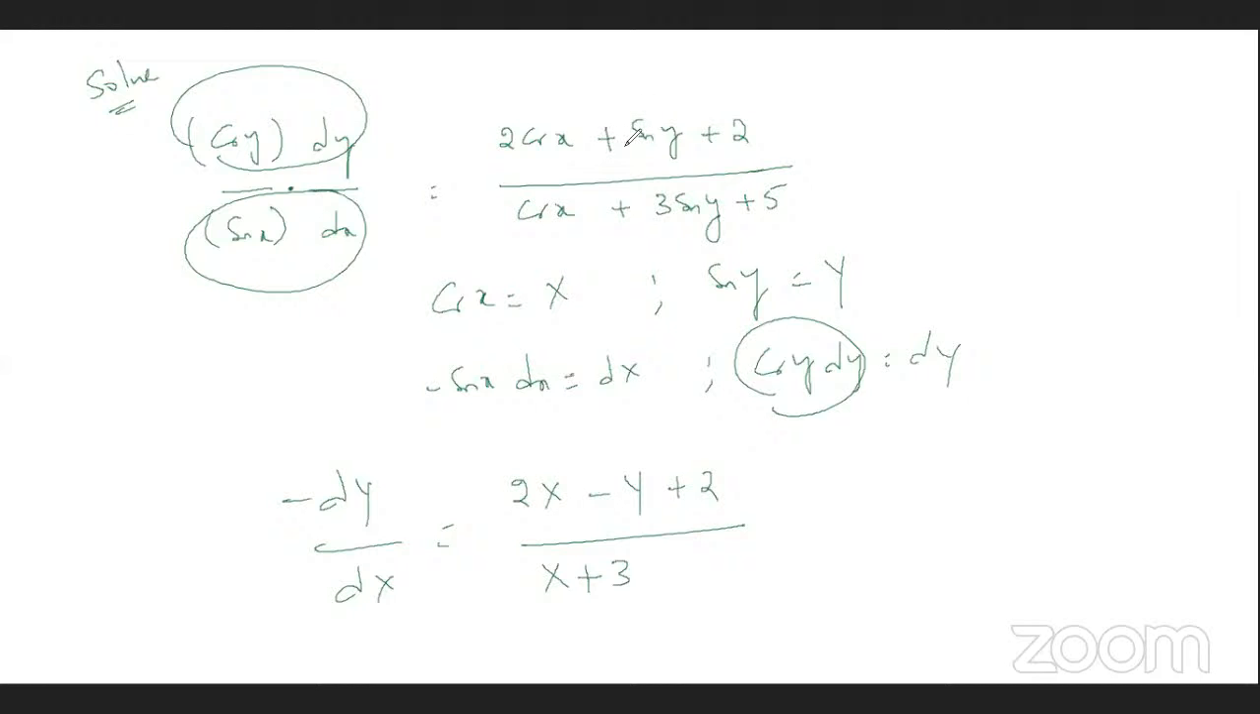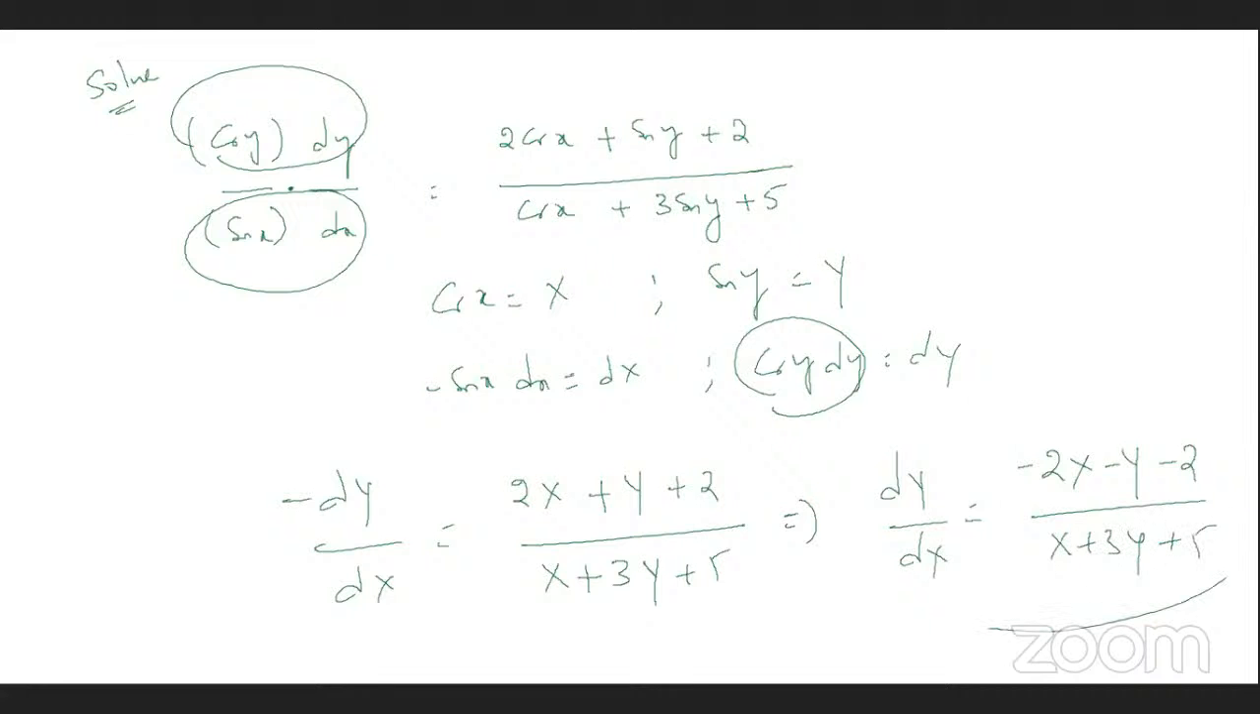Change and write down plus, it's better. Question change: 2 cos x plus sin y plus 2, and this is plus 3 sin y, 3y plus 5. Then I can multiply with minus. D capital Y by D capital X equal to minus (2x minus y minus 2) by (x plus 3y plus 5). How to solve this differential equation?